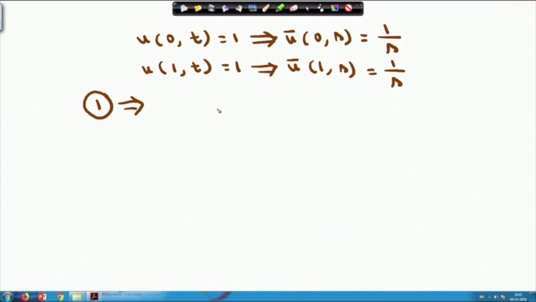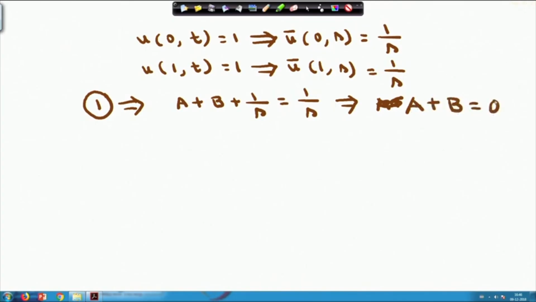In that case, you will obtain u bar 0 s is 1 by s, and on the right side it will be u bar 0 s, that is x is 0. So, a plus b plus 1 by s will be there, the sin pi x term will be vanishing. This is equals 1 by s. So, you are getting this equation, which implies a plus b equals 0. Sorry, this will be a plus b equals 0.